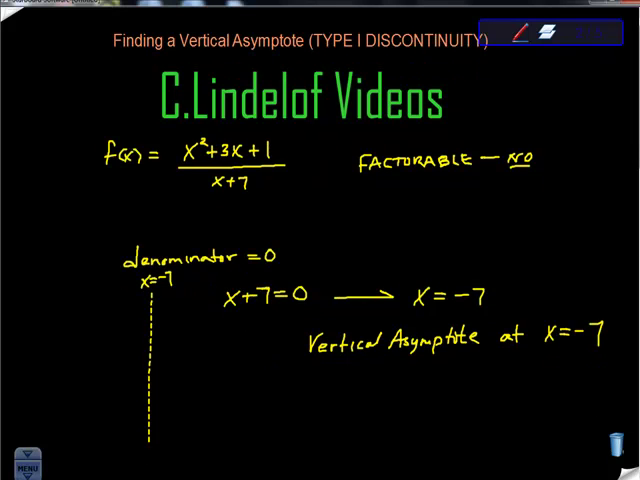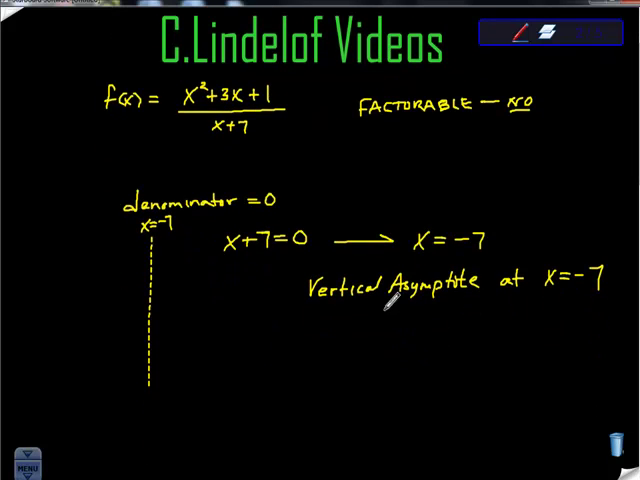All right, so I hope this was helpful. I want you to please keep in mind that there are different types of discontinuity. All holes are discontinuities, but not all discontinuities are holes. That is to say, a vertical asymptote is not a hole. A vertical asymptote is not a hole in the function.